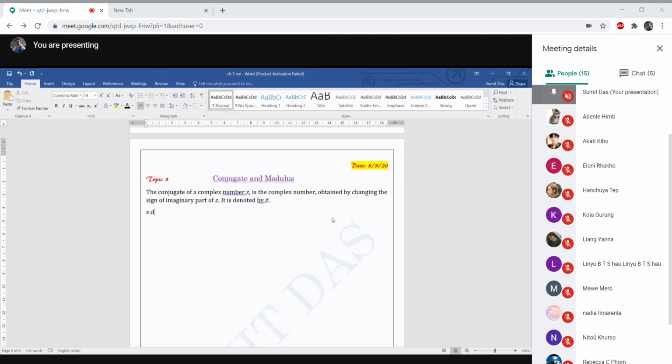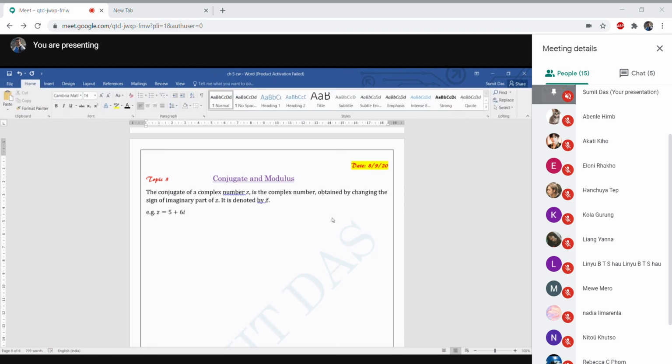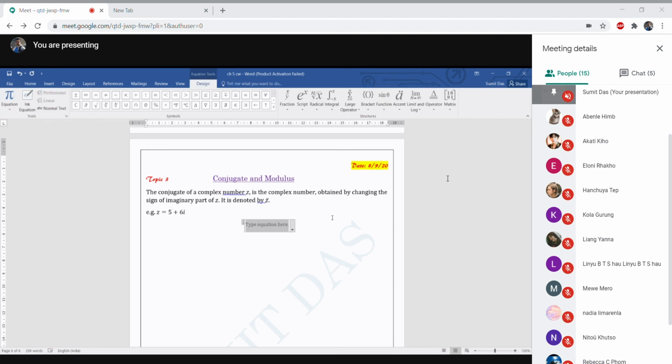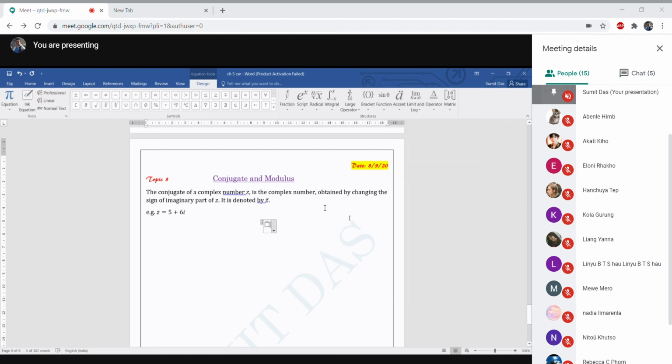Suppose one complex number is given. Suppose Z equal to 5 plus 6i. Okay. So what will be Z bar? Z bar will be 5 minus 6i. Okay, what is the definition saying again?